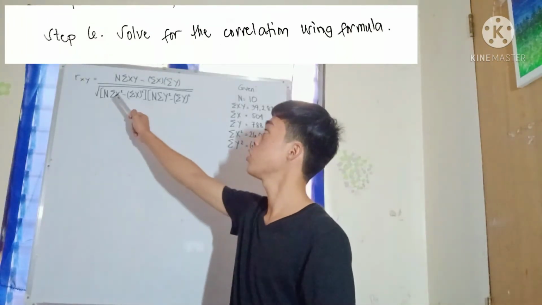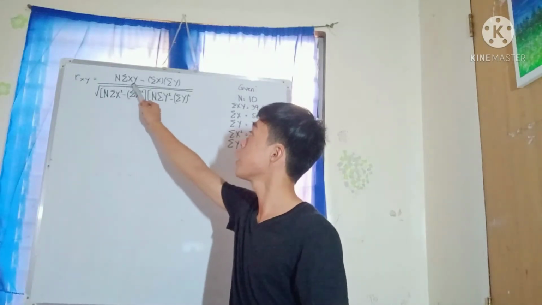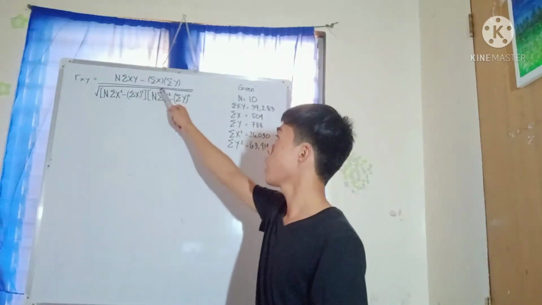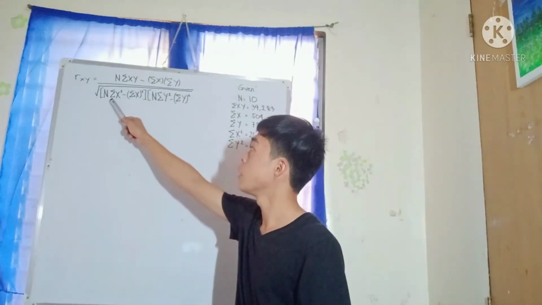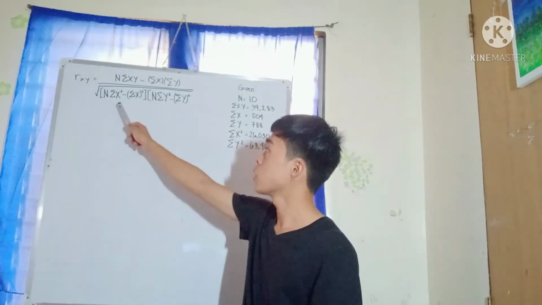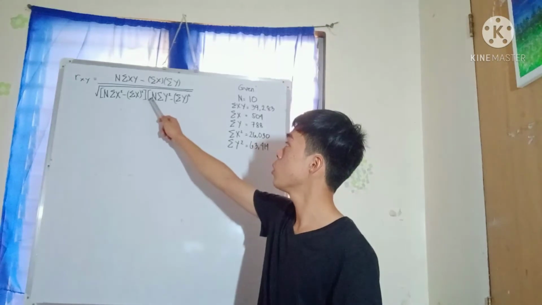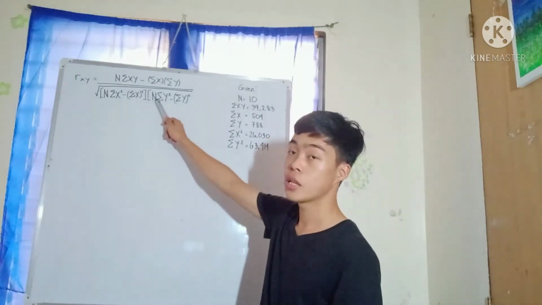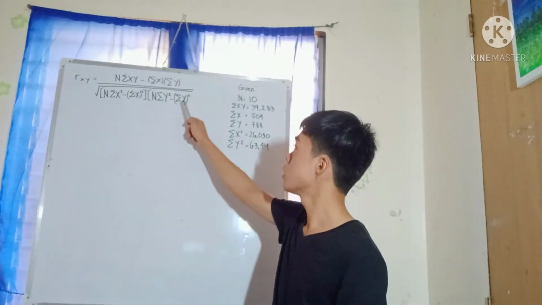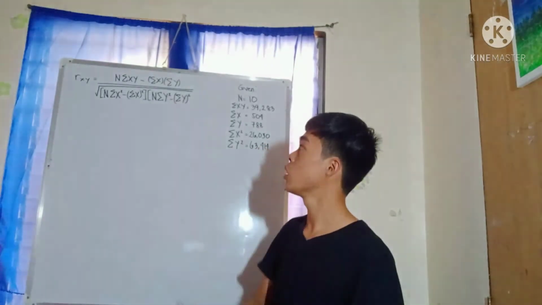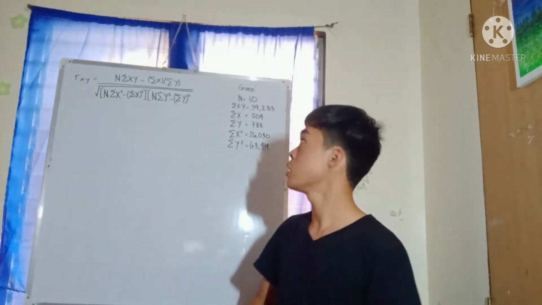Now for the sixth step, solve for the correlation using this formula. Correlation is equal to number of cases times summation of xy minus summation of x times summation of y, over the square root of number of cases times summation of x squared minus summation of x to the power of 2, and number of cases times summation of y squared minus summation of y to the power of 2.